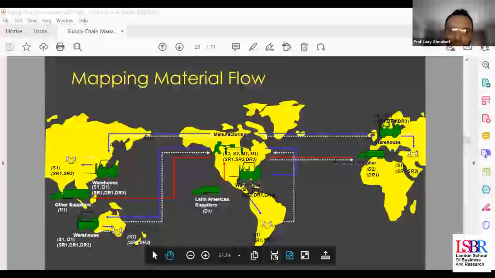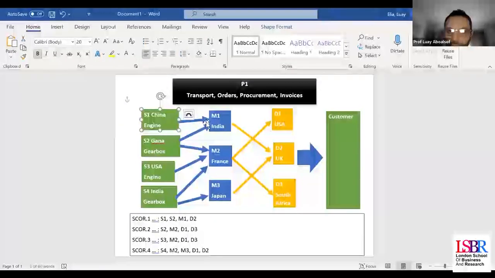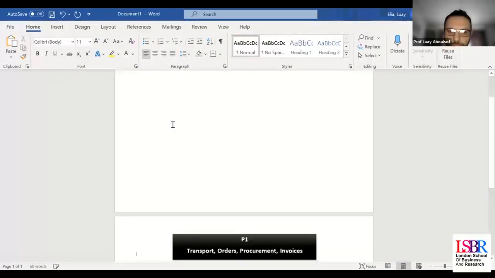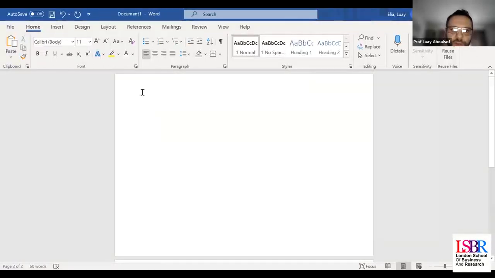So basically, we will do it for car manufacturing again. Let me share that screen with you. New share. Here we go. Now, first things first, we need the global map.